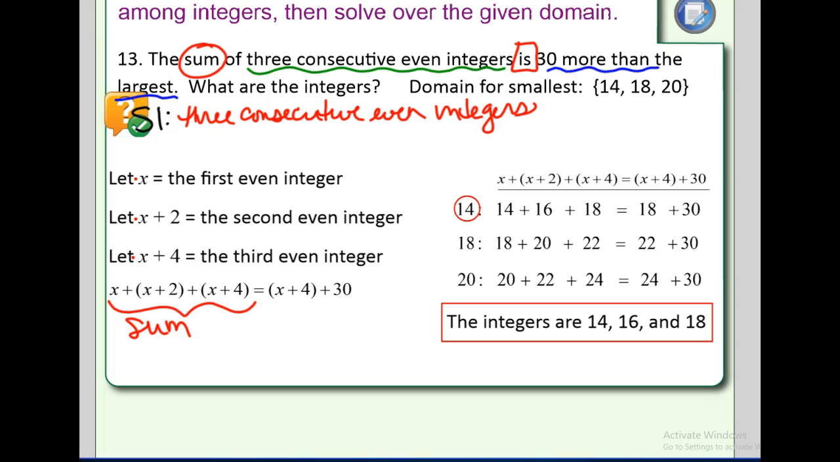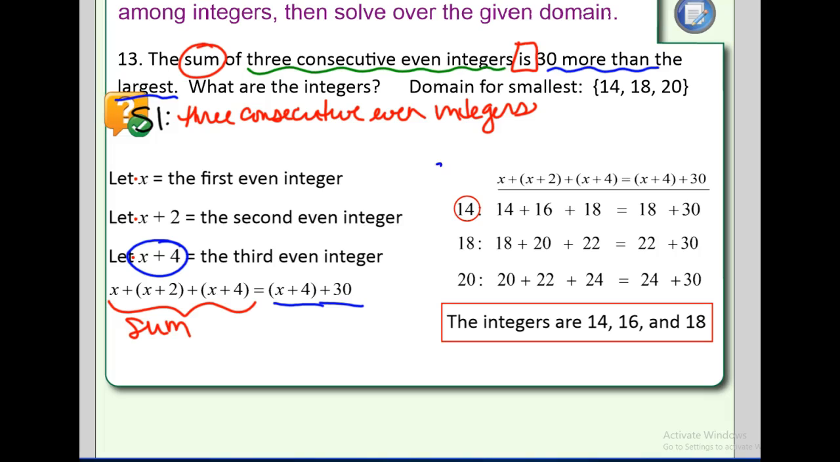Is means equal. 30 more than the largest. Now, 30 more, we know that means plus 30, and then we need the let statement for the largest, which was x plus 4. So does that make sense to everyone? Okay, now we've been getting through steps 1, 2, and 3, so now we've got to go to step 4.